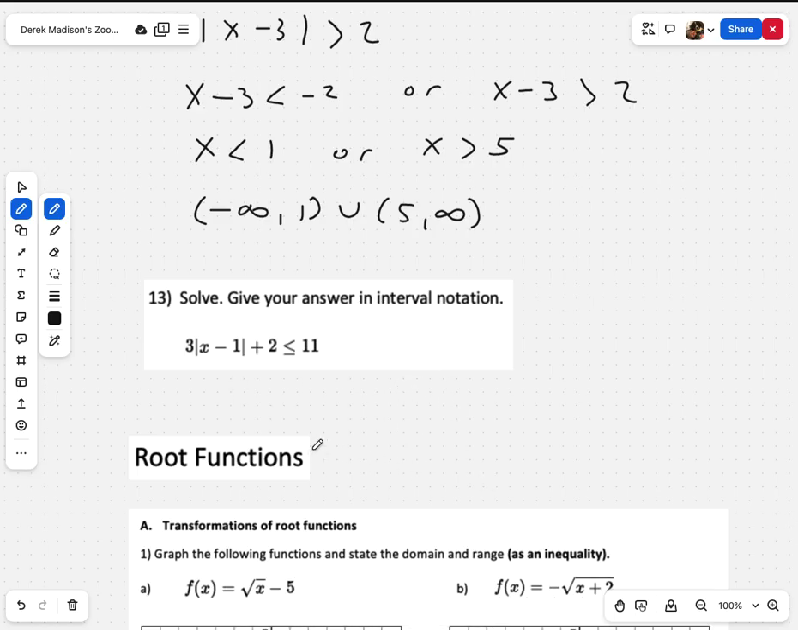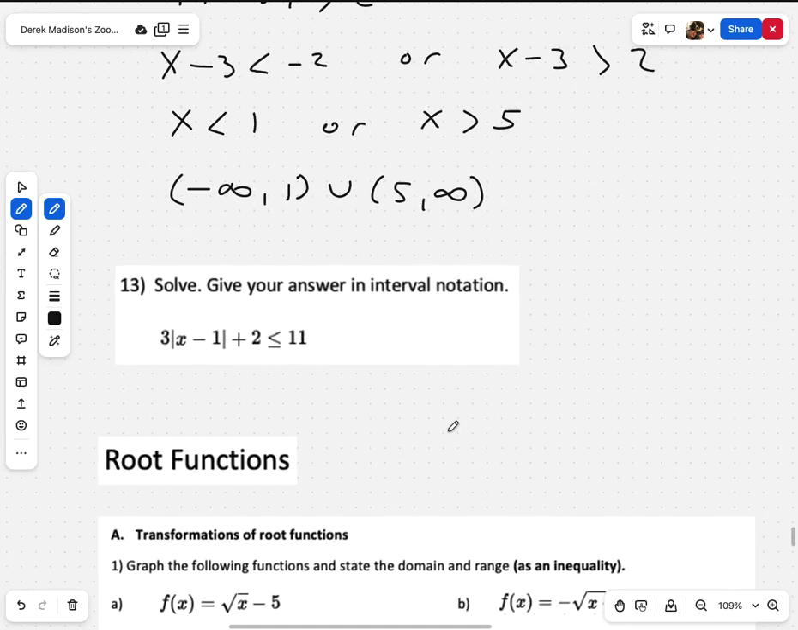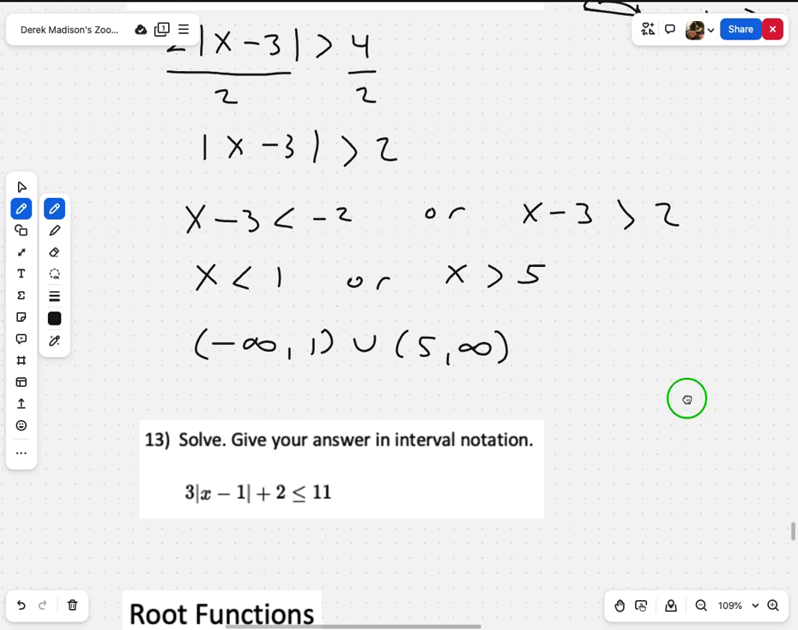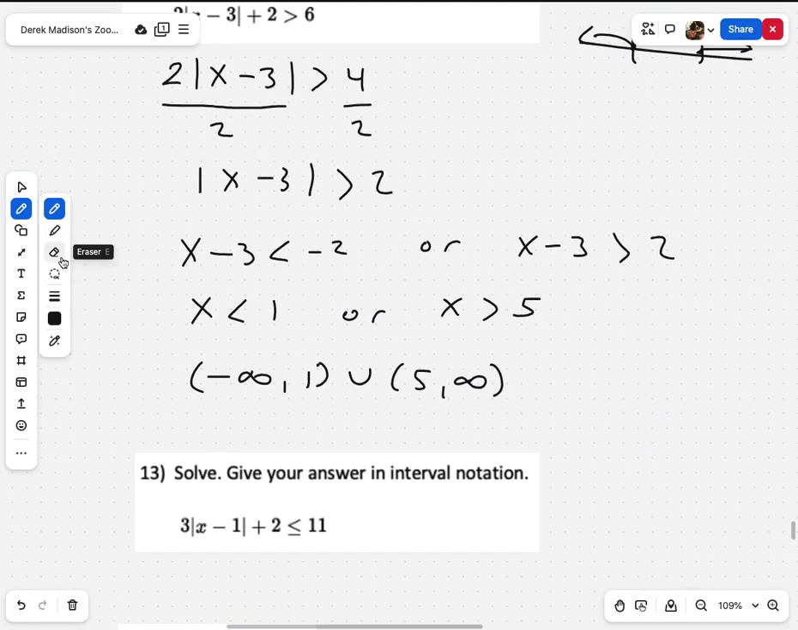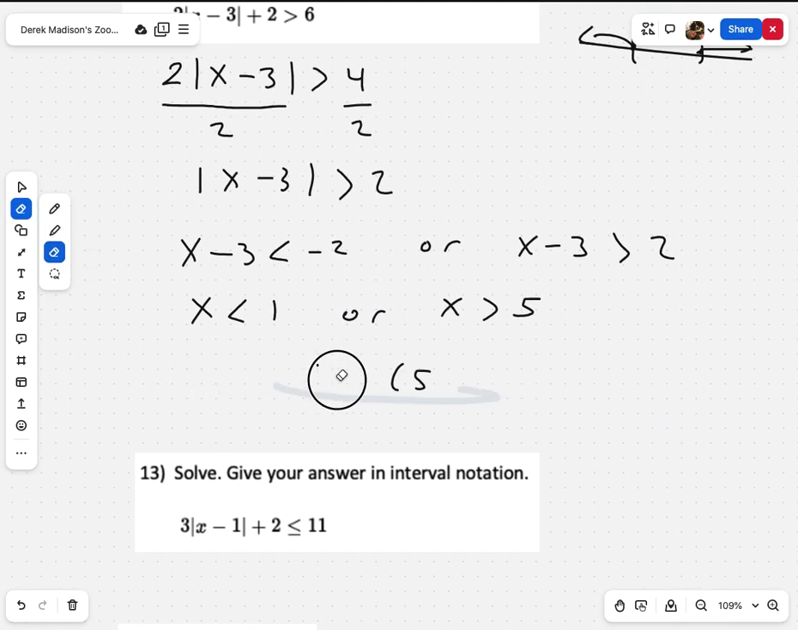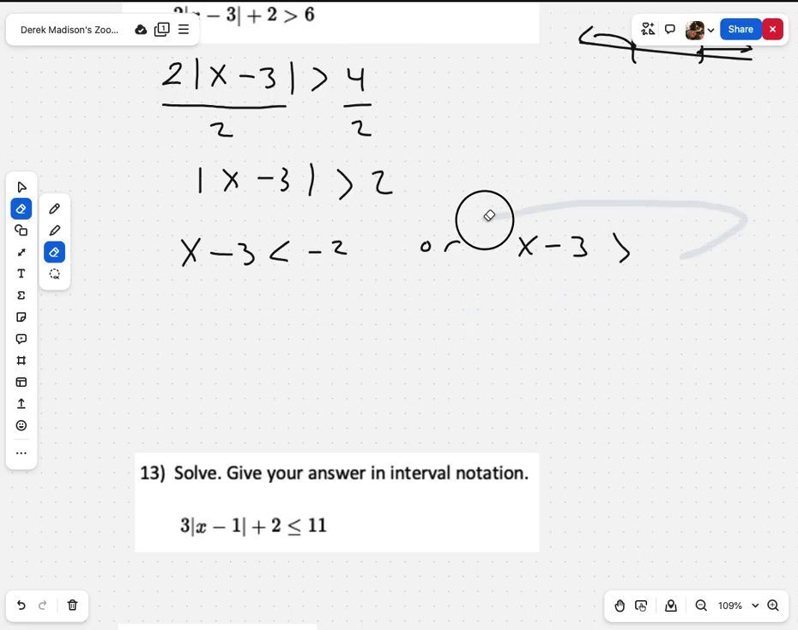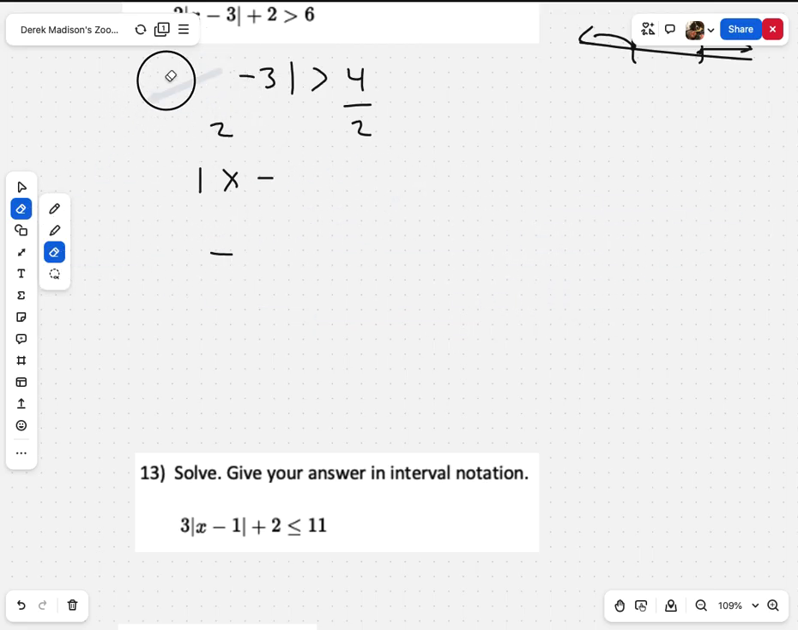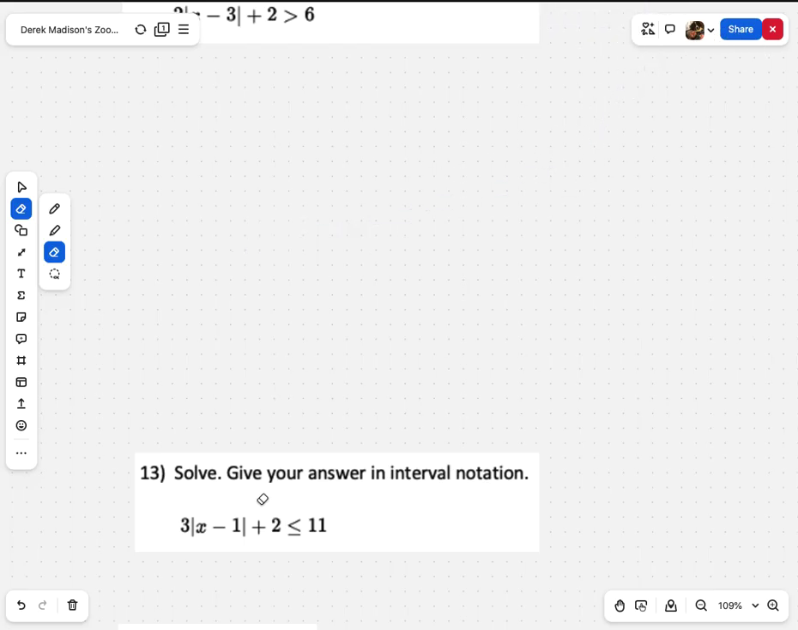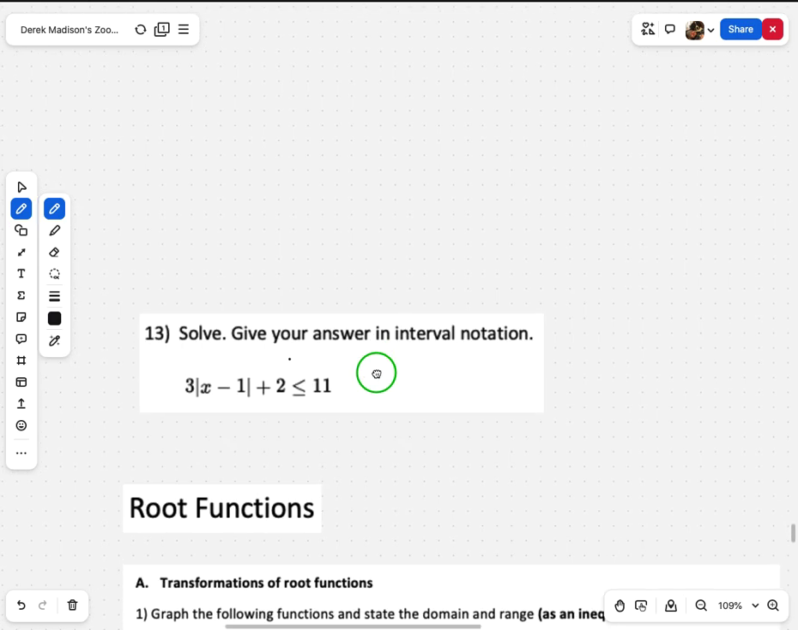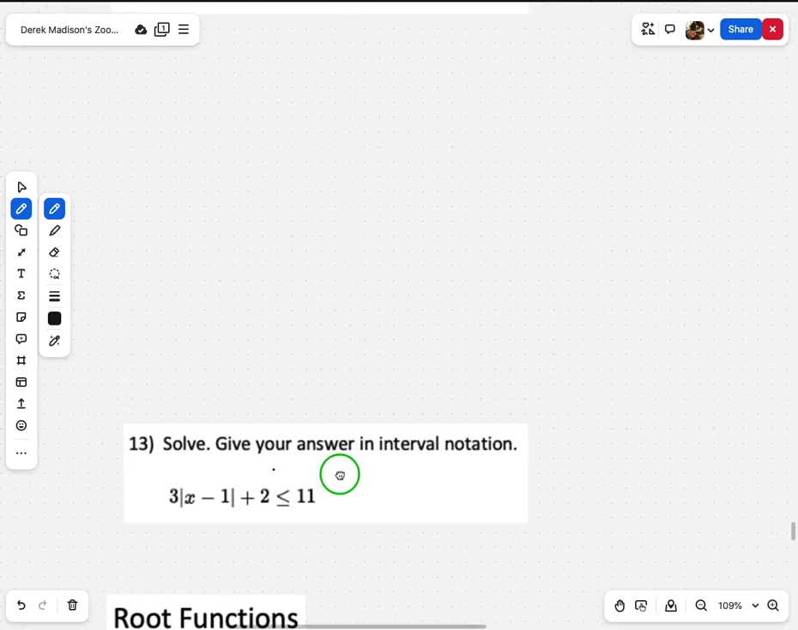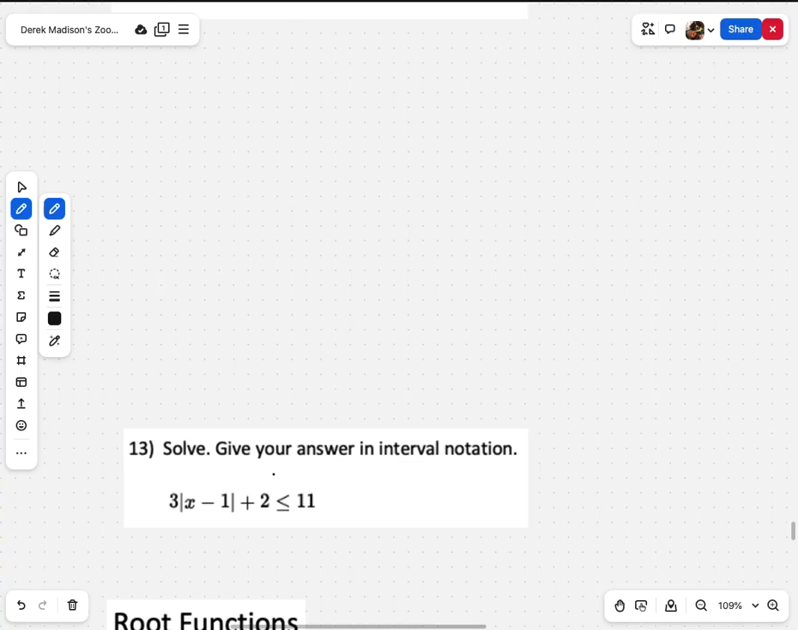Oops, and then I did not leave myself any room there, so I think I'll erase this one. Set up my next video without leaving myself space. So let me just fix this up real quick. I'll just rewrite that up here.